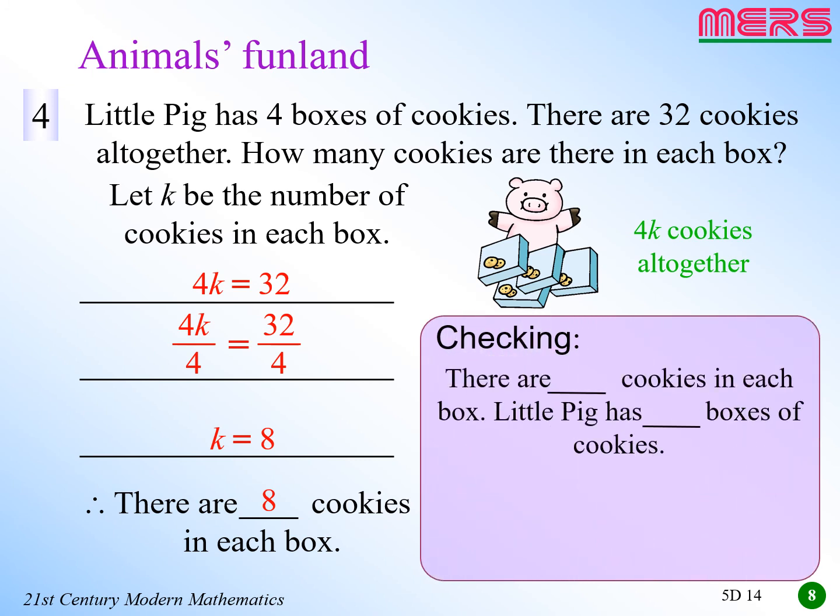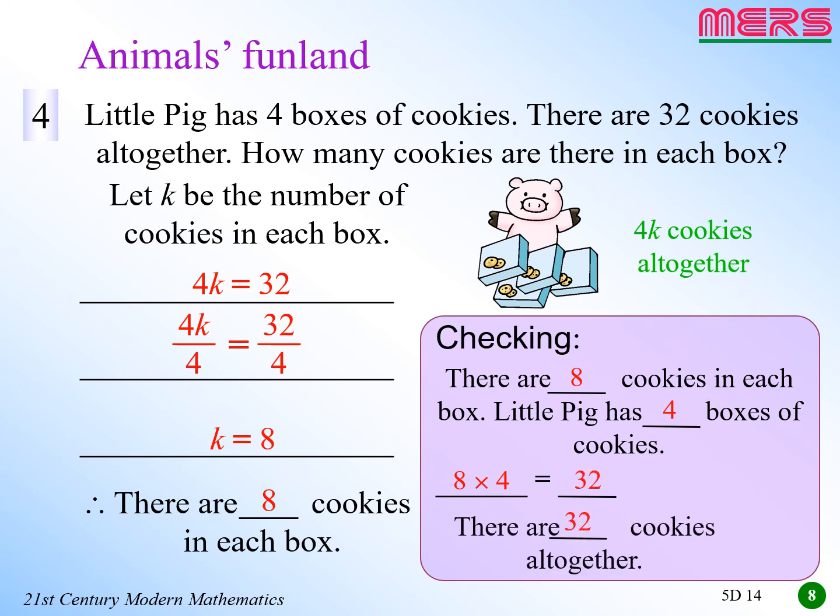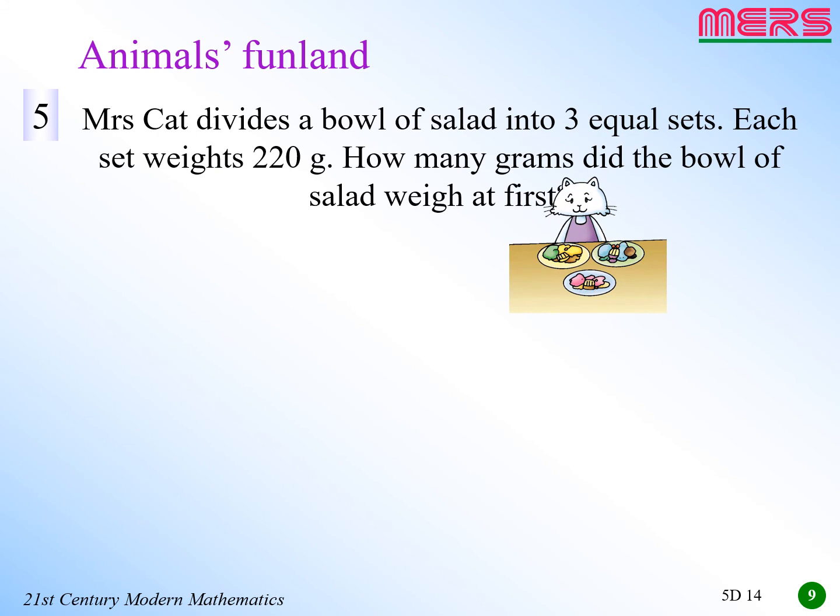For the checking part, we have 8 cookies in each box, 4 times 8. So the little pig has 4 boxes of cookies. Yes, it's correct. 8 times 4 equals 32. So we have 32 cookies altogether. We got the correct answer. Number 5. Mrs. Cat divides a bowl of salad into 3 equal sets. Each set weighs 220 grams. How many grams did the bowl of salad weigh at first?